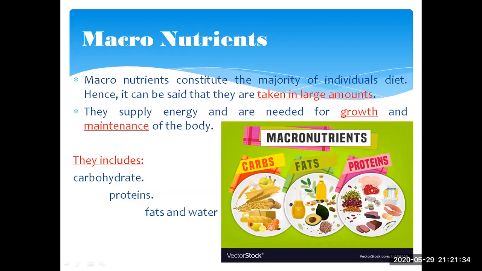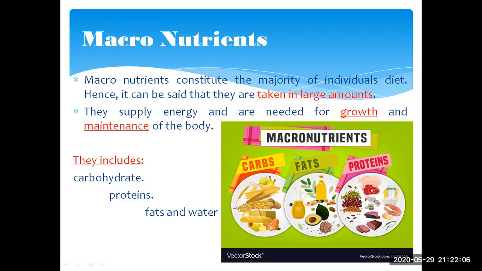Macronutrients supply energy and are needed for growth and maintenance of the body. Macronutrients include carbohydrates, protein, fats, and water. Now, the first one is carbohydrate. Carbohydrates are the most important source of energy, as everybody knows. They contain the elements carbon, hydrogen, and oxygen.